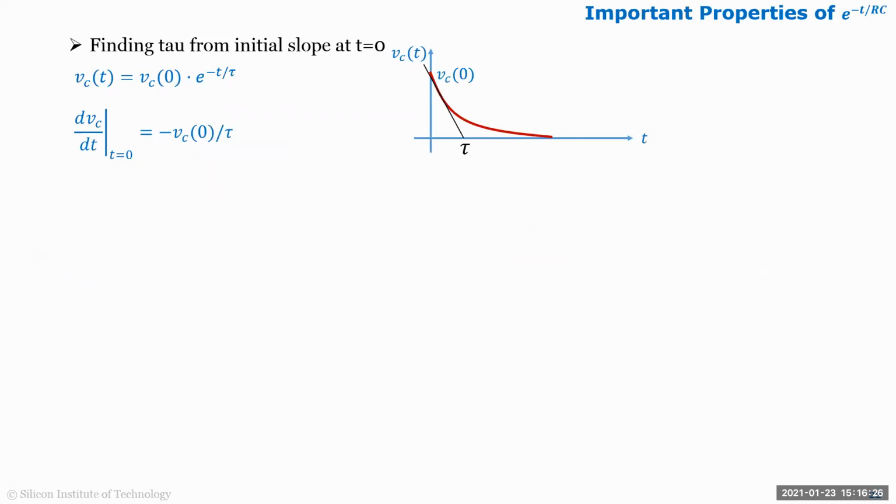Some important properties, yeah. If you have a discharging curve like this, and you find the slope at time t equals 0, that slope, VC(0) over tau, gives you the tau. So if you don't know the tau of a system and you did a step response and you look at the discharging slope at t equals 0, and you extend it, where it intercepts, that's your tau basically. Okay, so that's one way to find out.